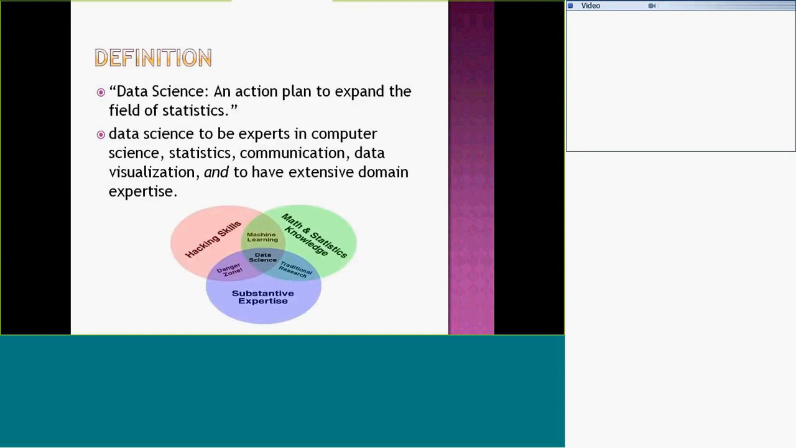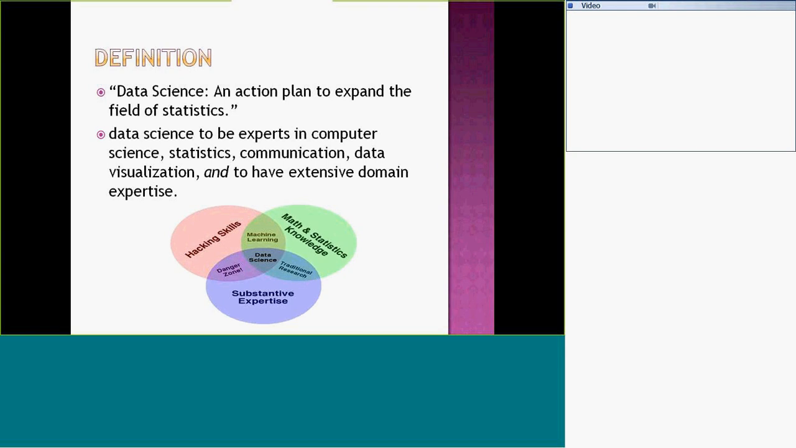Guys, in this first slide you can see that data science is an action plan to expand the field of statistics. So what we are doing as a data scientist or as a data analyst is analyzing a large amount of data and bringing some inference from it. We are making some predictions out of it using statistics. So a data scientist needs to be an expert in computer science, statistics, communication and data visualization, and to have extensive expertise.